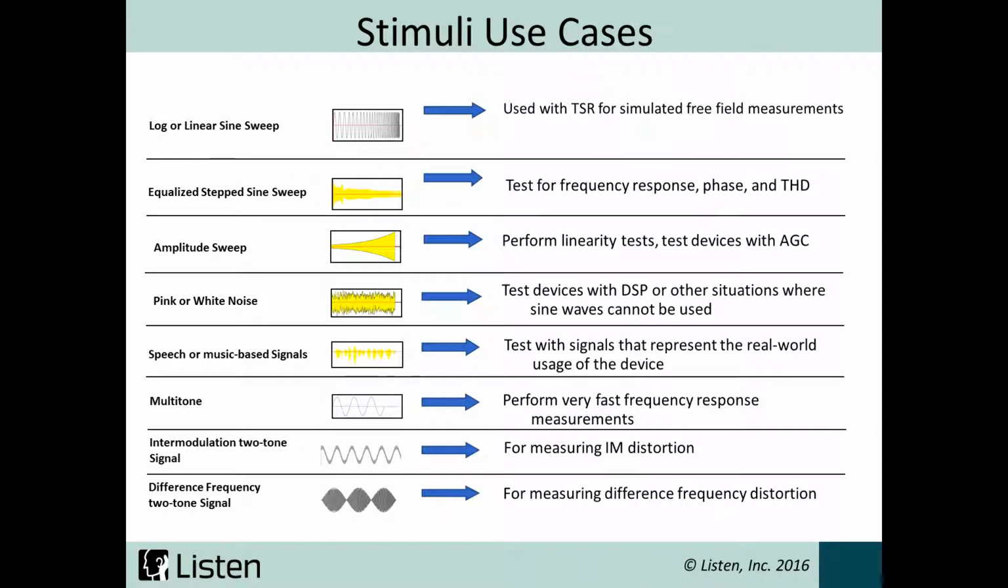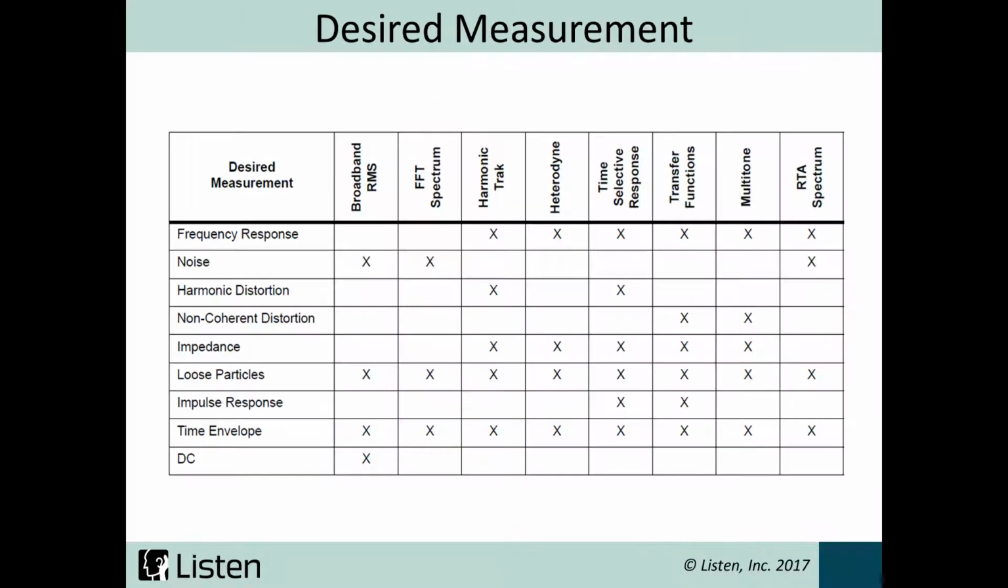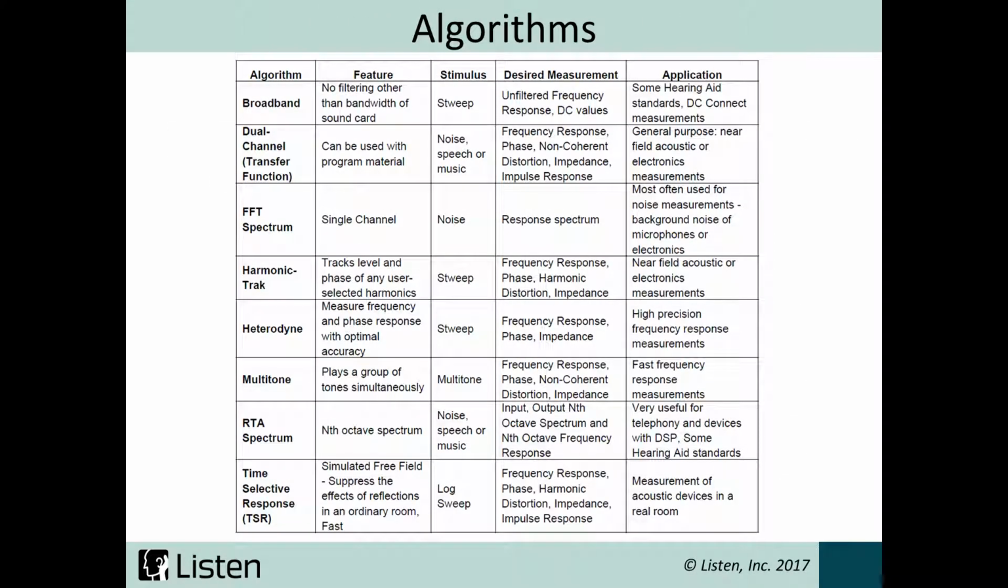The rest of these videos will be going over specific stimulus types. Here's a chart of some common use cases. It can also be helpful to work backwards. We can see the desired measurement versus the analysis algorithm. If it is known what measurements you need out of your device, you can use this chart to help pick out an analysis, and then look at this next chart to show what algorithms can be used with different stimuli.